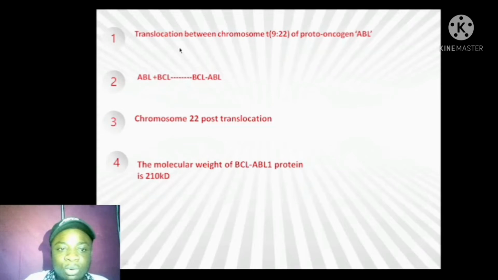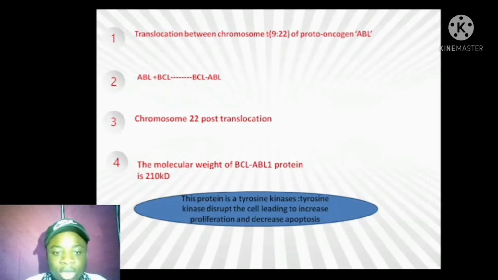Now this protein is very important because it's a tyrosine kinase. Remember that it's a tyrosine kinase protein. This resultant product from the translocation, the BCL-ABL gene, is a tyrosine kinase, which is a protein. What the tyrosine kinase does is that it disrupts the cell, leading to increased proliferation and decreased apoptosis. After the formation of this protein, I have made you understand that it is a tyrosine kinase protein, and what it does is that it increases proliferation of malignant cells.